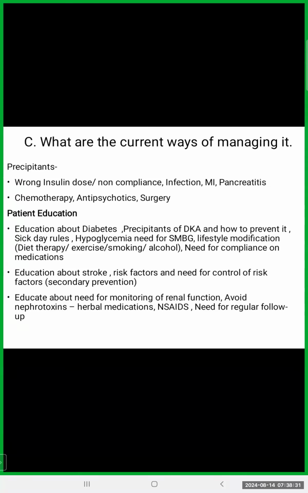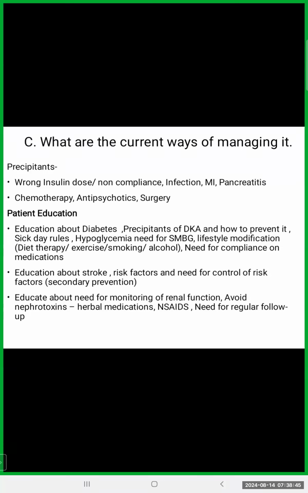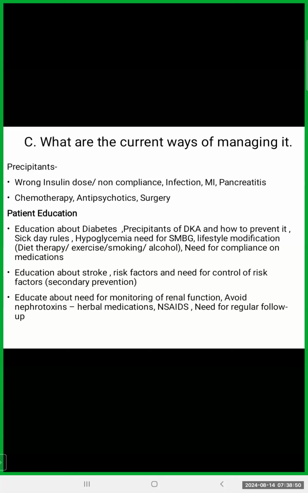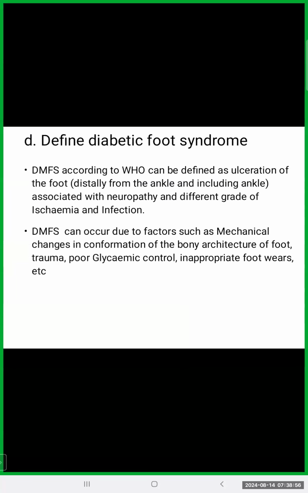We want to advise them about the need for regular monitoring of their blood sugar, as well as lifestyle modification, diet therapy, stopping smoking, reducing alcohol intake, and then re-emphasizing the need for compliance. Then also the role of prophylaxis against deep vein thrombosis.